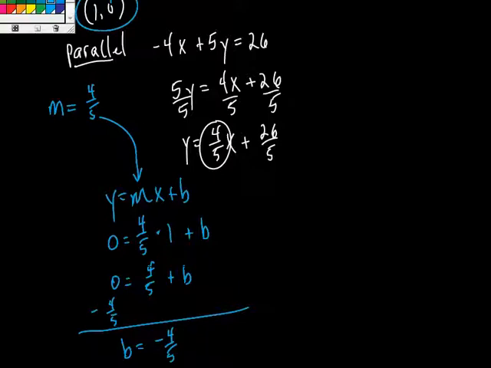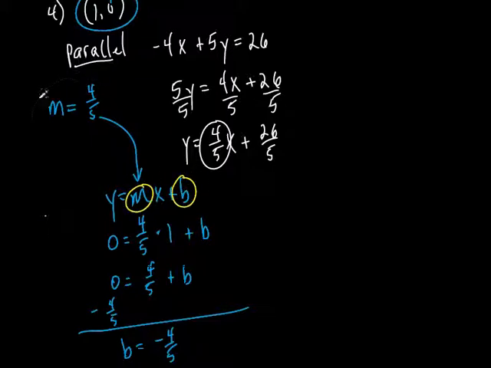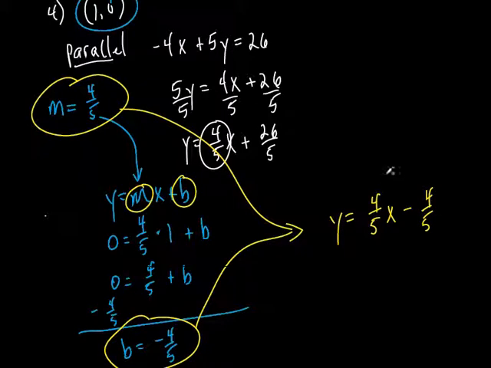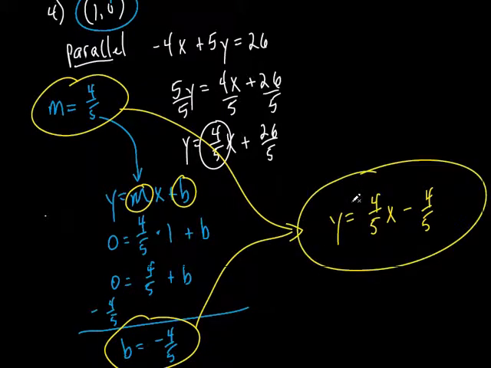Now look what I have. I have enough information now to write my equation of a line. I only need two things, don't I? I just needed the slope and the y-intercept. Well, I found the slope, and now I have found the y-intercept. But now what do I want to do? I want to put these together, don't I? And I just write them next to each other. y equals what? 4/5 x, and then what? Minus 4/5. And that's my answer right there.